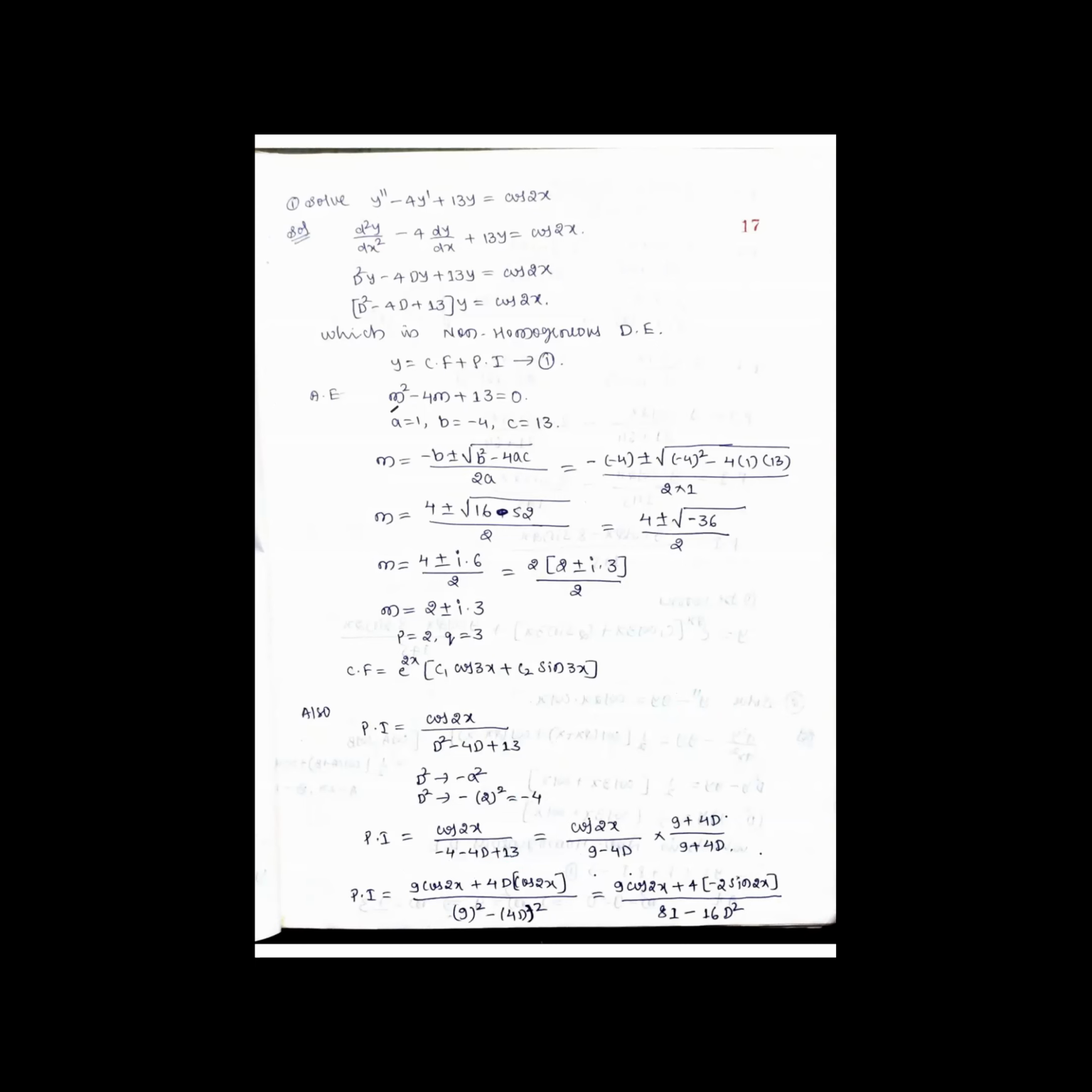So 9 into cos of 2x as it is, plus 4D. I told you, D means differentiation, 1 by D means integration. Here D is there. What is the differentiation of cos 2x? Minus 2 sin 2x. So 9 square is 81 minus 4 fours are 16 D square. This is the simplification we are doing. Therefore, the particular integral is equal to 9 cos 2x minus 8 sin 2x divided by 81 minus 16 D square.